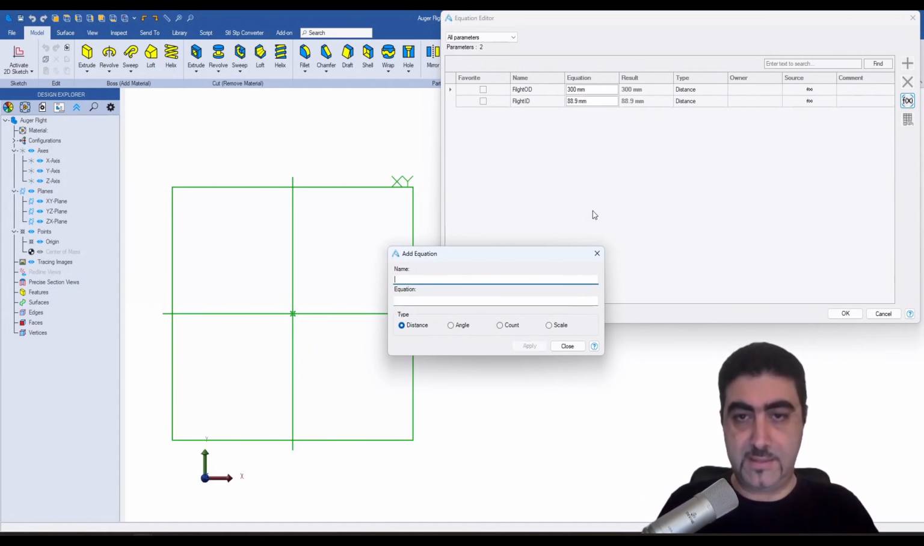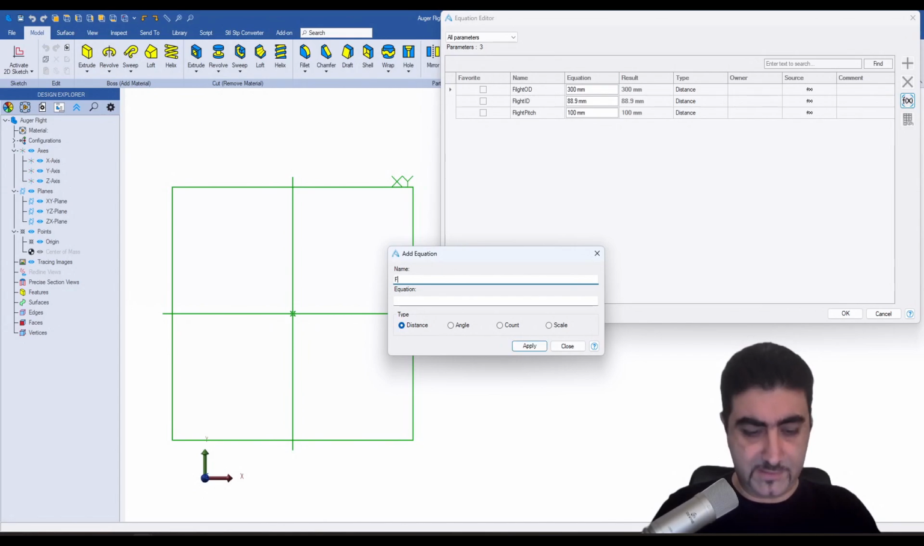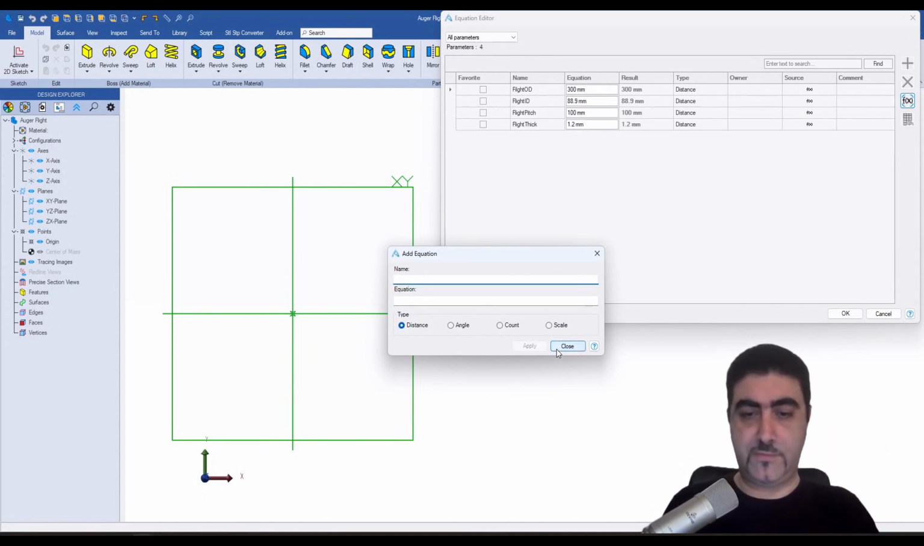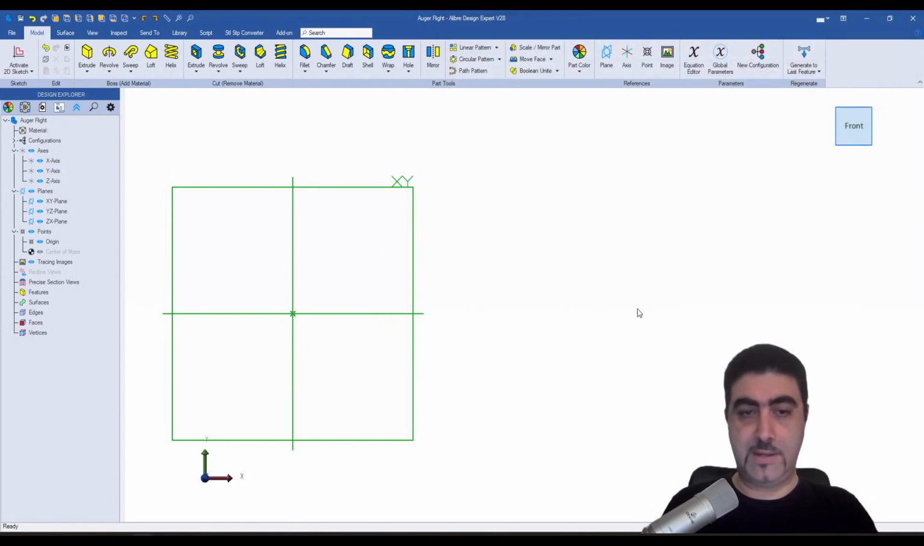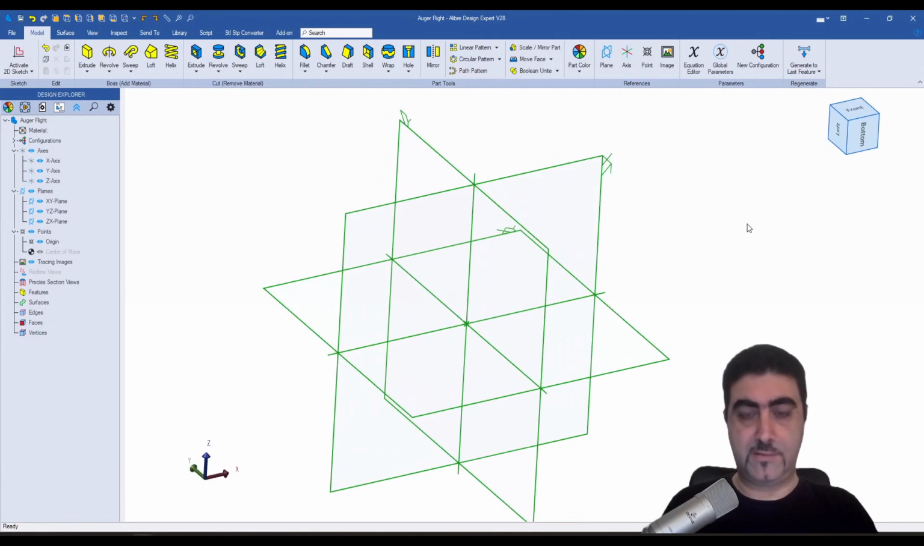So let's do that. What else do we need? Well, we need the pitch. I'm going to call this flight pitch. I'll give that a value of 100. And I also need the flight thickness, flight thick, and I'll go for a 1.2 millimeter thick sheet. So that's all we need for now, and we'll go now and design the 3D shape of the Auger flight.